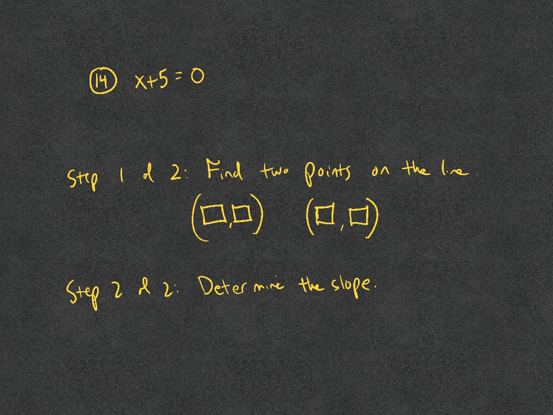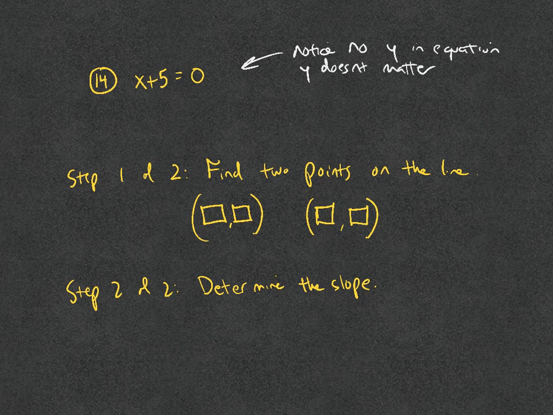Number 14, find 2 points on the line and then we're going to determine the slope. This one's pretty easy. You'll want to notice there's no y in the equation. And in section 8.2, when you just have one of the variables and not the other, that means y doesn't matter. We can put in whatever we want for y right now. Remember, it's x and then y, x and then y. So if we put in 0 and 3, something like that, y does not matter, but we do need to solve for x.